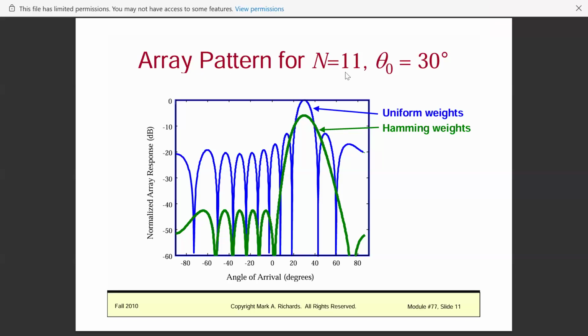So for the array pattern, take n equal to 11 elements and theta naught equal to 30 degrees, with uniform weight and Hamming weight. This is how the beam pattern looks, the normalized array response when you simulate it. Uniform weights give this, but once you window it, the side lobes are reduced, but the main lobe will spread. That is the concept that comes into the picture. The green color is the Hamming windowed response of the beam pattern, and the blue one is the uniform weights beam pattern.